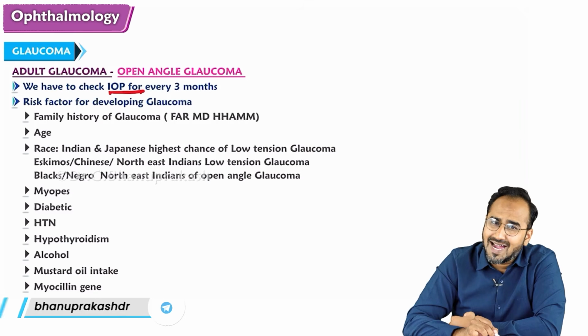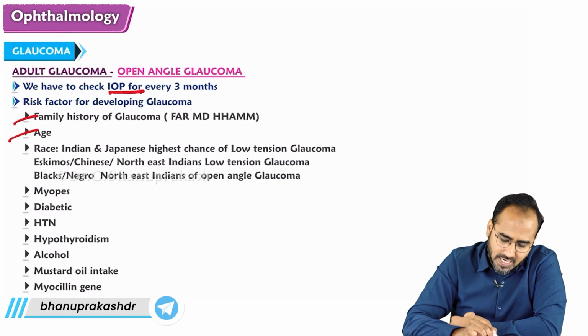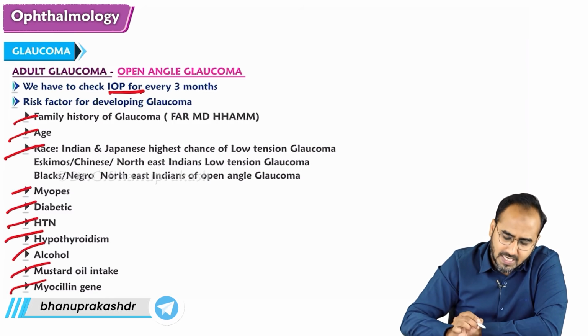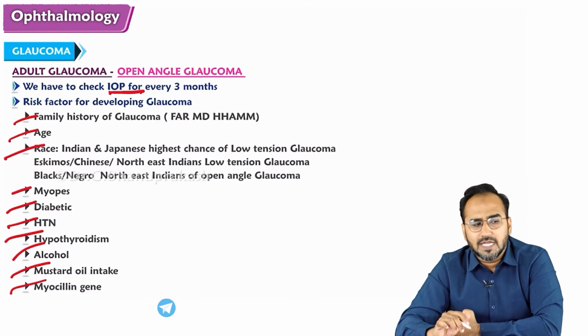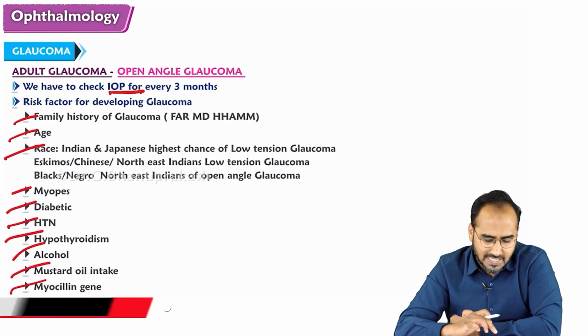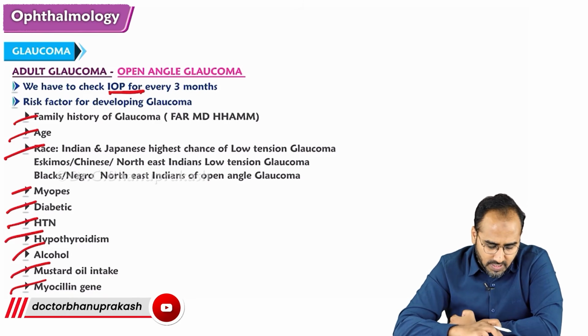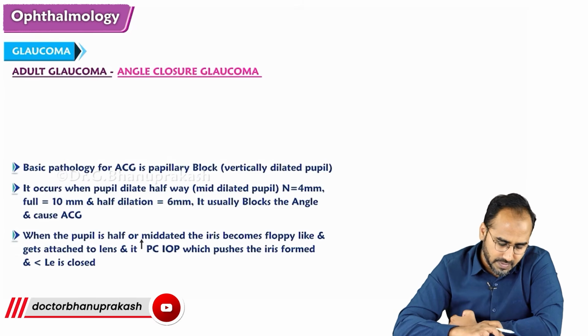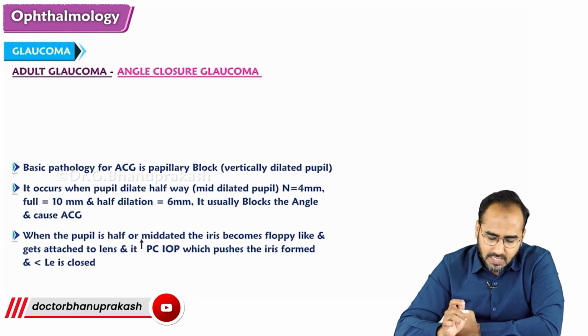Who are the patients who are at risk? Family history, age, race, right? Myopes, diabetic, hypertension, hypothyroid, mustard oil, myocillin gene and alcohol. Patients who are alcoholic, they are also at risk of developing what? Open angle glaucoma. This was regarding the risk factors for developing open angle glaucoma.